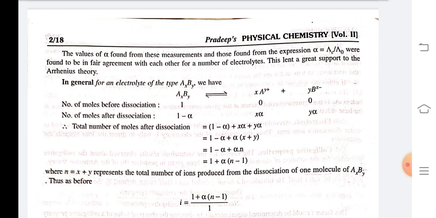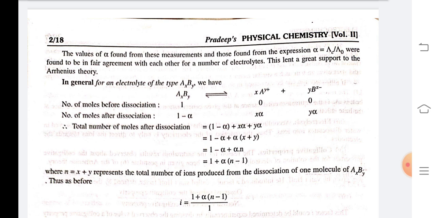The values of alpha found from these measurements and those found from the expression alpha equals delta C by delta naught were found to be in fair agreement with each other for a number of electrolytes. This lent great support to the Arrhenius theory.